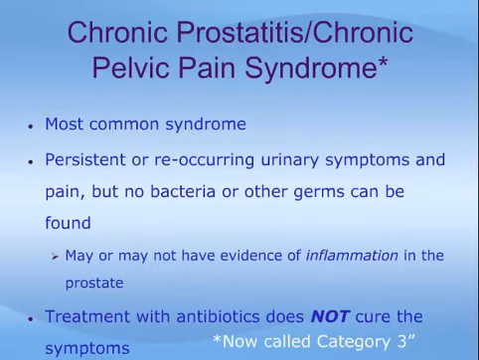Chronic prostatitis, also called chronic pelvic pain syndrome, and now Category 3 prostatitis, is the most common syndrome, and is unfortunately the most troublesome to diagnose and treat. This is the focus of the rest of this module. This is a condition of persistent or reoccurring urinary symptoms and pain, where no bacteria or other germs can be found in the prostate. Patients with this condition may or may not have any evidence of inflammation in the prostate at all. In other words, the process is not always localized to the prostate itself. Because of this, treatment with antibiotics alone does not cure the symptoms.